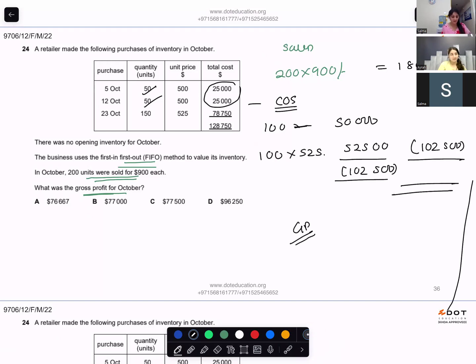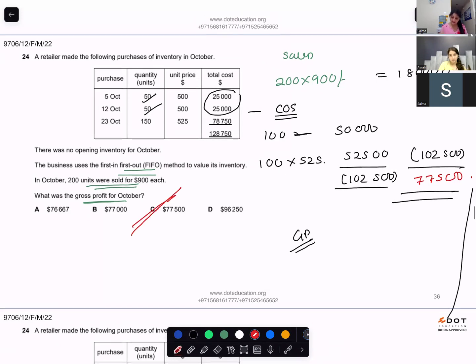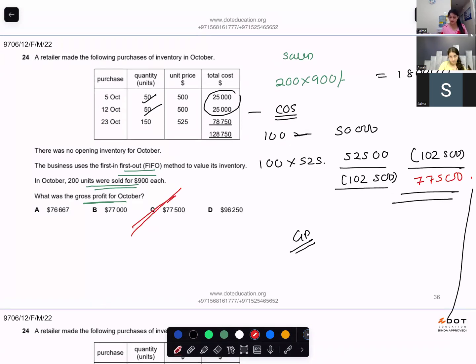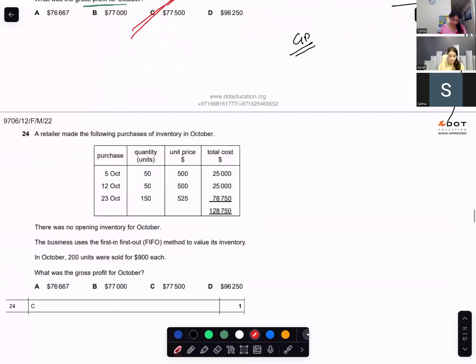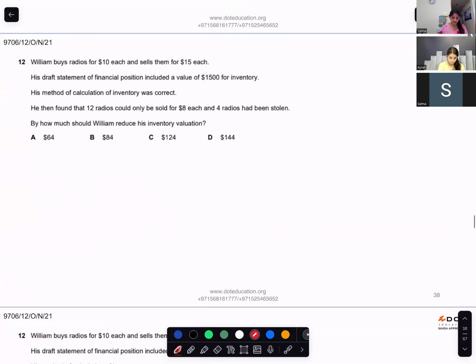So gross profit is how much? Gross profit is, wait, you'll have to do that now. First you find the closing inventory, no? I took sales of 200 units. I took purchases of 200 units. So sales minus cost of sales is gross profit. Done. Go to the next one.